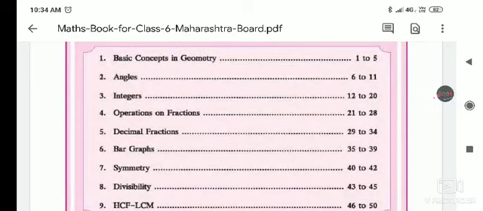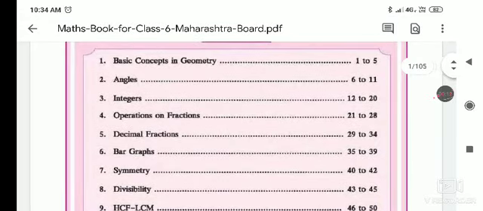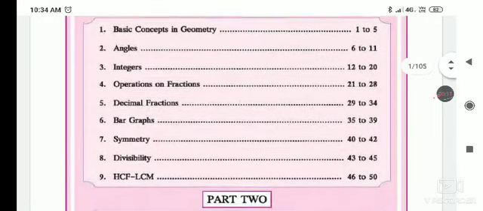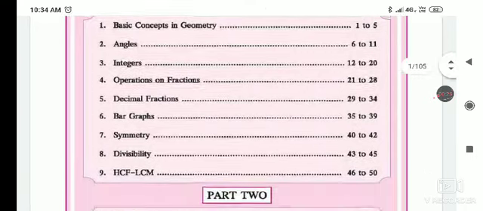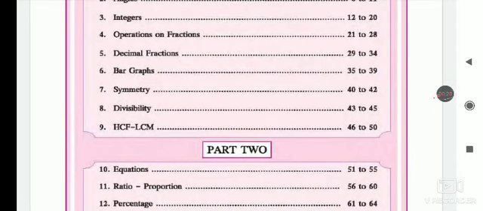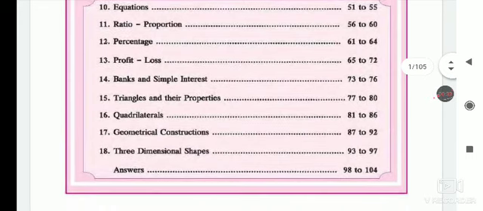Hello children, yesterday we saw the basic concepts in geometry, but the video may have been a little bit blurry, so I'm going to explain it to you in short. So this is the index of our maths textbook. The first lesson is the basic concepts in geometry, which we took yesterday. This index goes up to lesson 9 for the first semester, and after that up to 18 for the second.